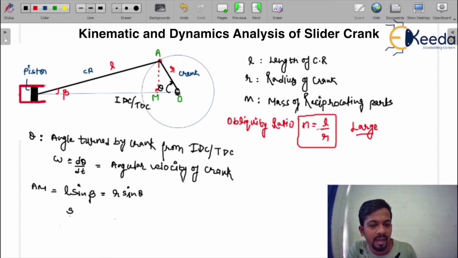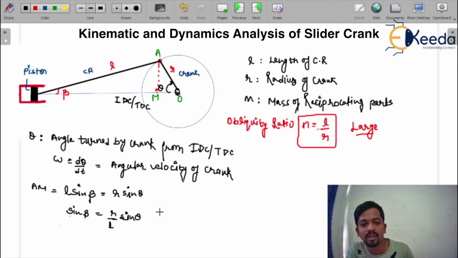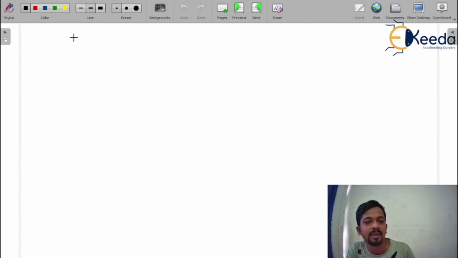So from here, if I write sin beta in terms of theta, what we will get is r upon L sin theta. Okay, so L upon r is the obliquity ratio, n, so I can write here sin theta upon n, yes or no? So what we will get is that sin beta is equal to sin theta upon n.